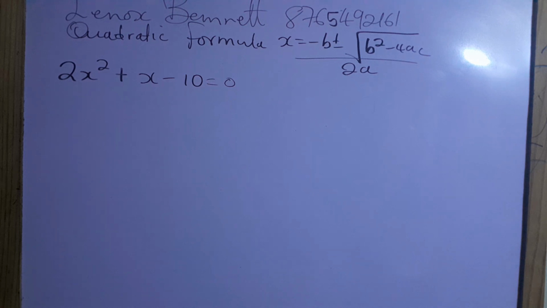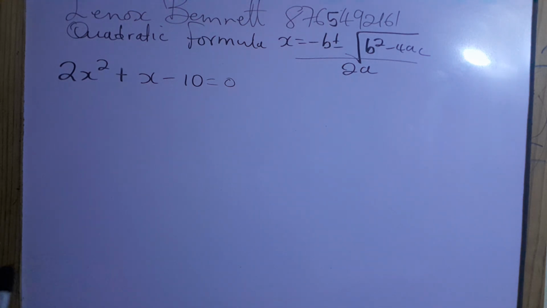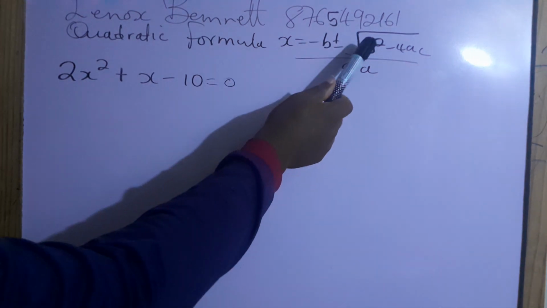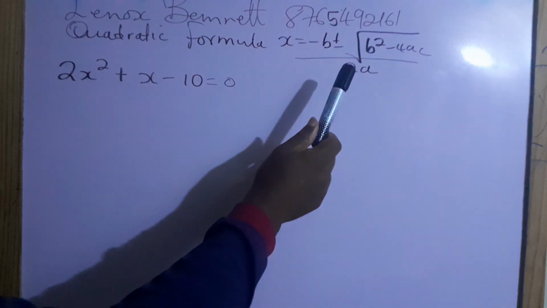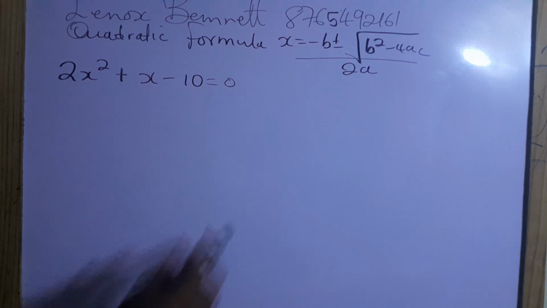Today we'll be looking at the quadratic formula. Now the quadratic formula, we use this whenever you can't use the factor method to factorize. So the formula is x is equal to minus b plus or minus the square root of b squared minus 4ac, all over 2a. So all we're doing is basically substituting these values in this formula.